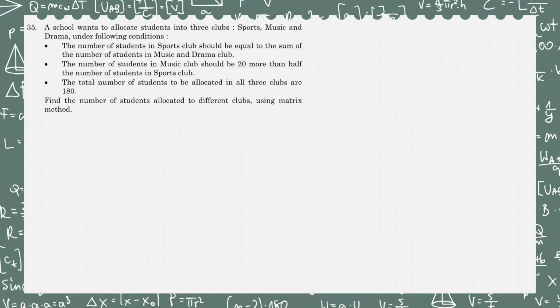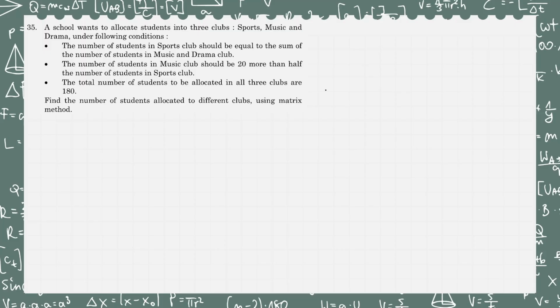Let's move on to the next sum. Sum number 35. A school wants to allocate students into 3 clubs, sports, music and drama, under the following conditions. The number of students in sports club should be equal to the sum of the number of students in music and drama club. The number of students in music club should be 20 more than half the number of students in sports club. The total number of students to be allocated in all the 3 clubs is 180. Find the number of students allocated to different clubs using matrix method.